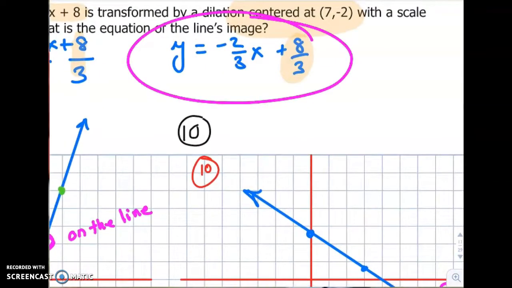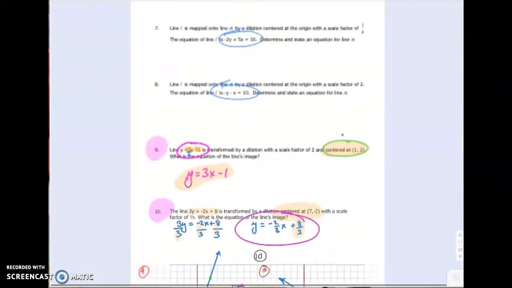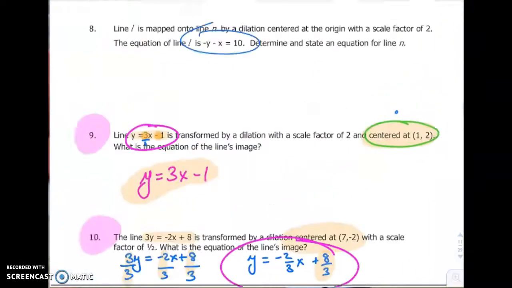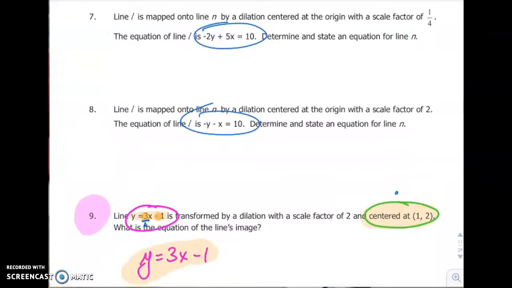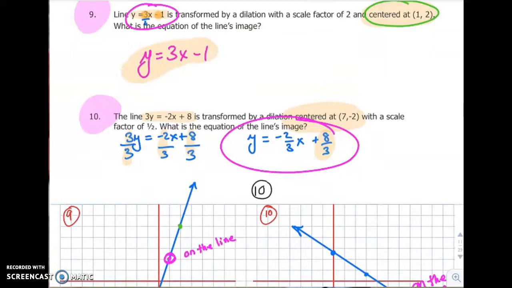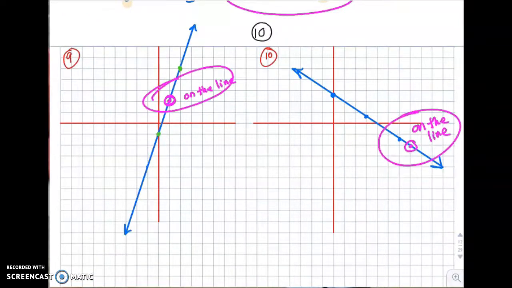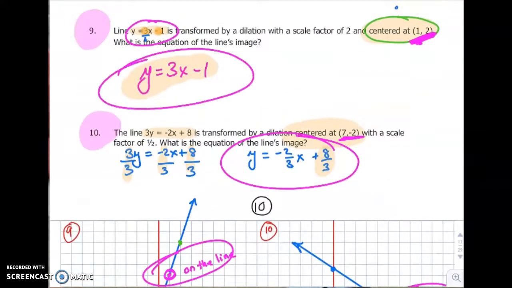It doesn't change. So with all the ones you did above it, you were centered at the origin, and you multiply the y-intercept by the scale factor every time. But when you have a center of dilation that's not the origin, and you find out that it happens to be on the line, your answer is just the original line itself.